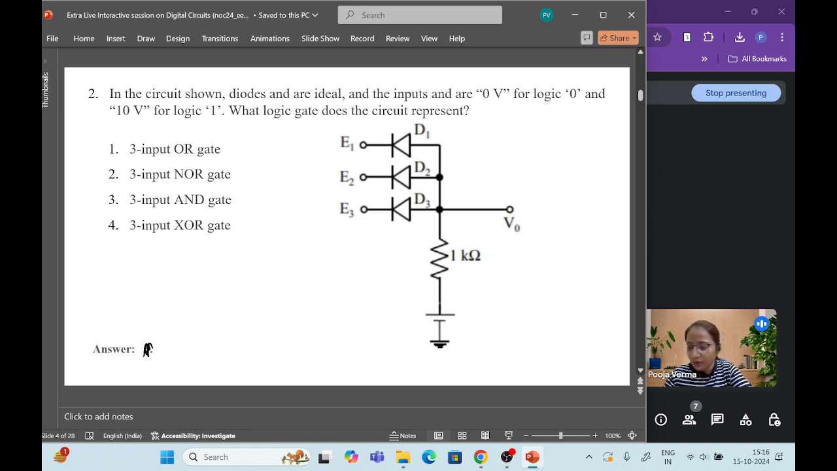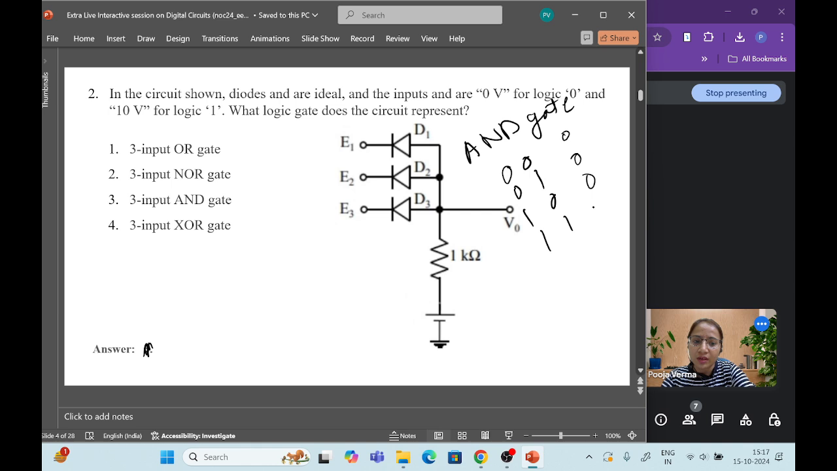Would you like to try this question? Which logic gate is this circuit representing? We already know what an AND gate is. When any of the inputs are 0, the output will be 0. If both the inputs are 1, then the output will be 1, right?